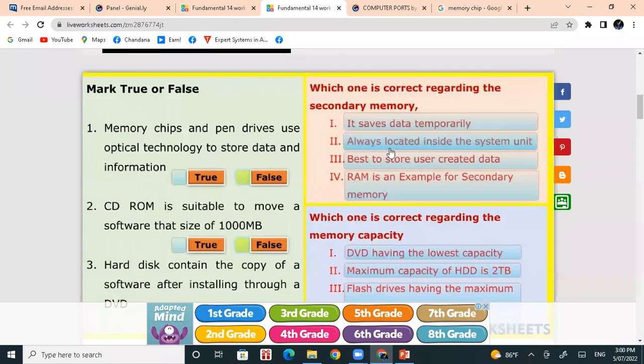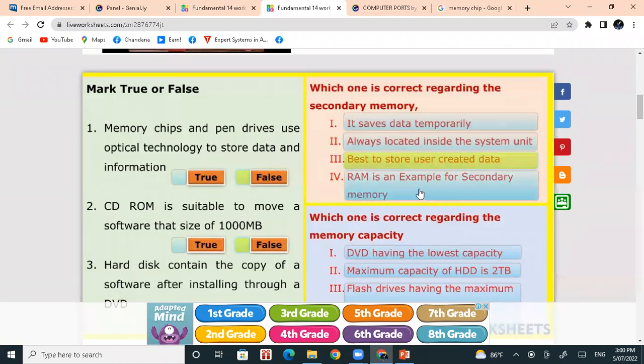Second one: always located inside the system unit. Is it correct? No, sir. Think about CD, DVD, pen drive, all these types of secondary devices are attached externally to the computer. Also some hard disks are available as external. Then third one: best to store user created data. Correct, sir. That's the correct answer.